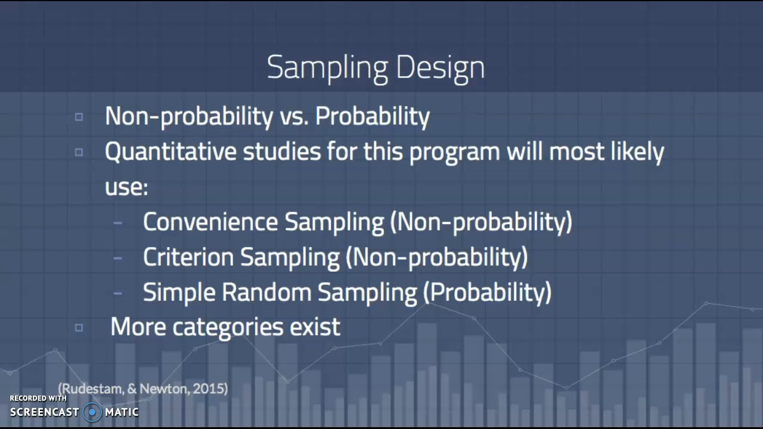For your sampling design, you can either look for non-probability or probability design. For quantitative studies in this program, we'll most likely use convenience sampling, criterion sampling, or simple random sampling. There are more categories that exist, but these are the three most common ones.